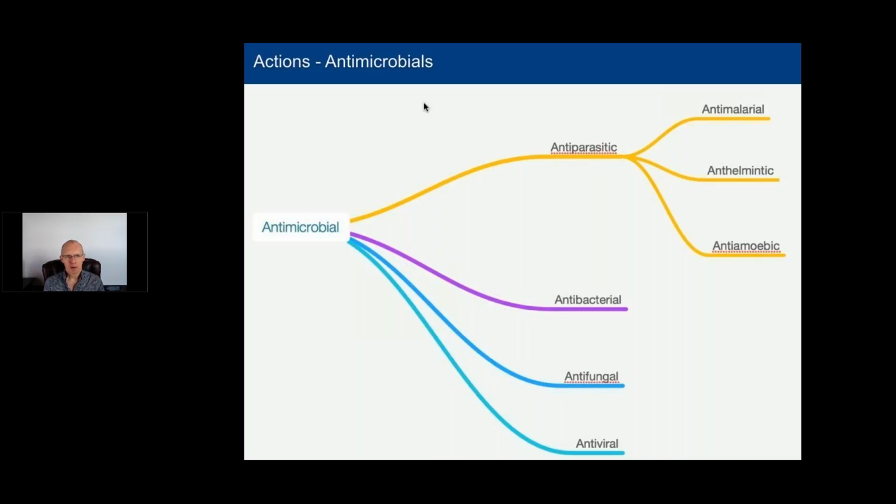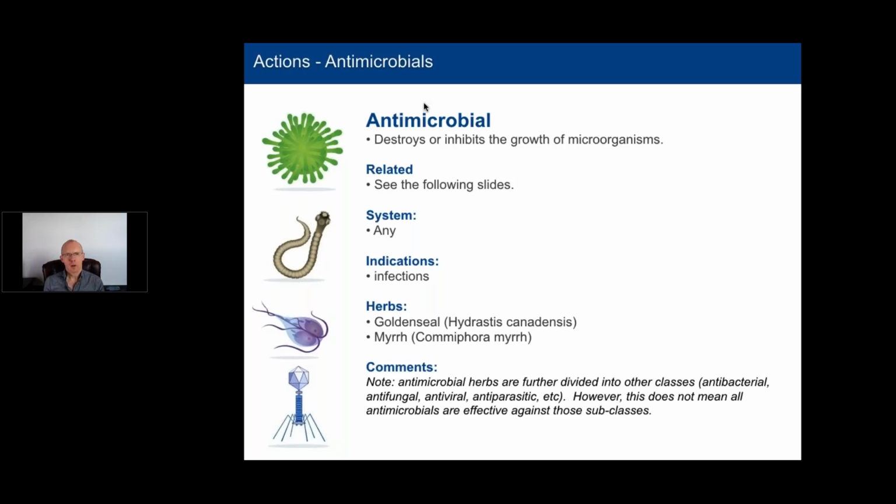So if I say a herb is an antimicrobial, historically it may have an affinity for certain types of infections, but generally speaking, I think it probably works on a number of different types of microorganisms. So an antimicrobial just destroys or inhibits the growth of microorganisms, and it's a very broad term. So herbs like golden seal and myrrh, those are two of my favorite herbs. I use them frequently. They seem to be like a broad spectrum antimicrobial, working for lots and lots of different types of infections.